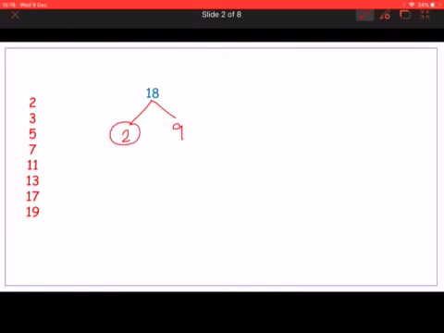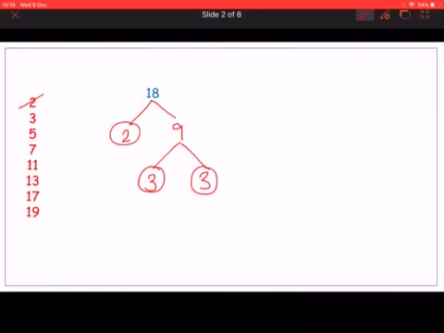Let's look at this 9. 9 isn't prime, so I'm going to do the same thing again. I'm going to break this down into two factors. Does 2, which is the first prime number, go into 9? No, it doesn't. So I'm going to cross that off and go for the next prime number. Does 3 go into 9? Yes. How many times? 3 times. 3 times 3 is 9. And because 3 is a prime number, I'm going to circle those.